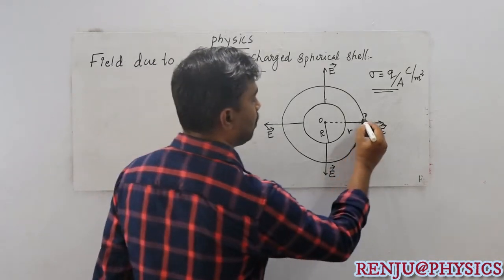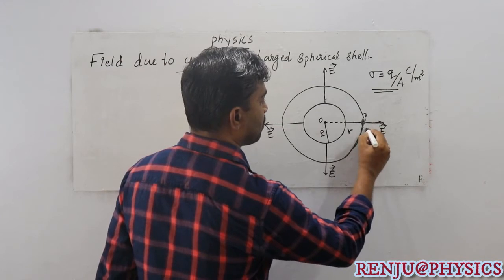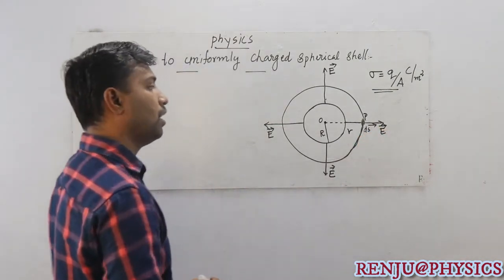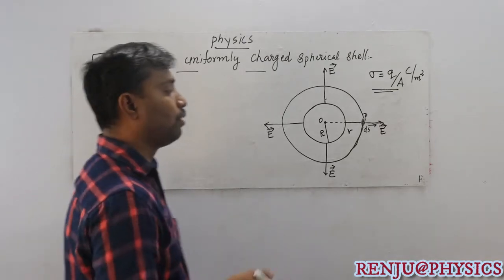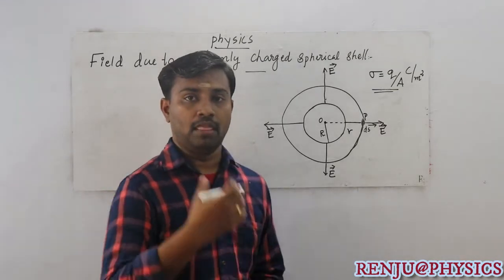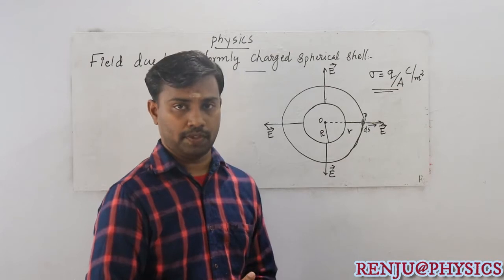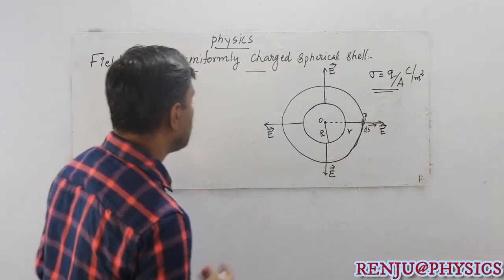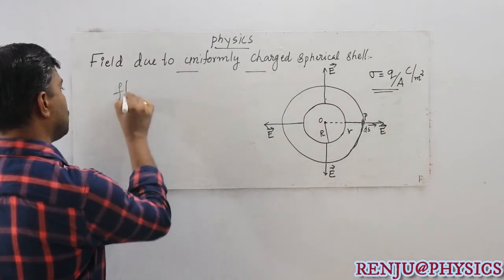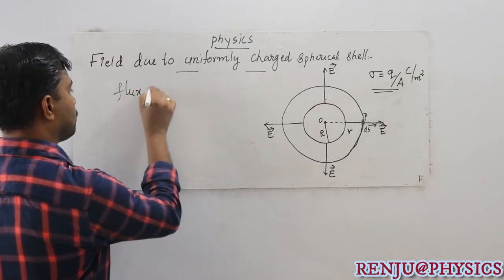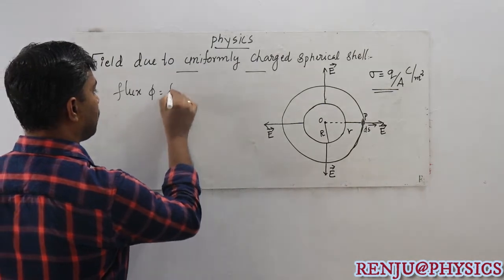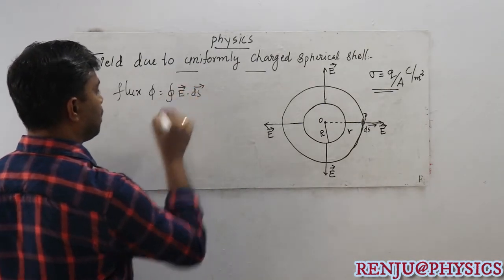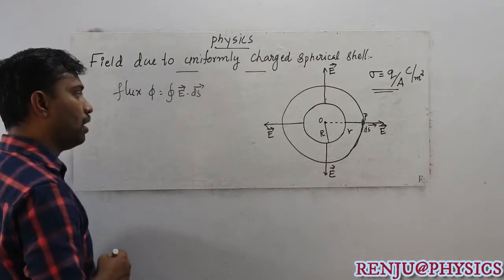Here we consider a small area ds. The direction of ds is also in the same direction as the electric field. So first, what we need to do? First we need to find the total flux through the Gaussian surface. The flux phi is equal to integral E dot ds.